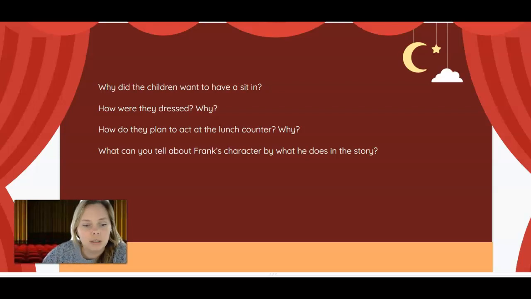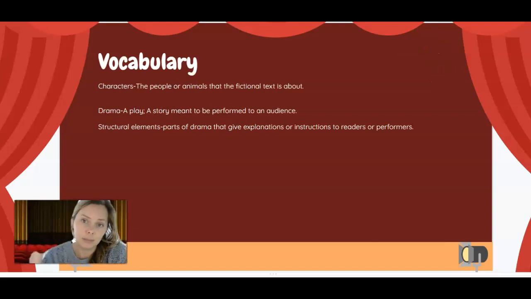Okay, going into our vocabulary. Characters we talked about in lesson 1. So those are the people or the animals that are in a fictional text. So for our poem, the characters would be the student, the waitress, Frank, the other people at the counter.